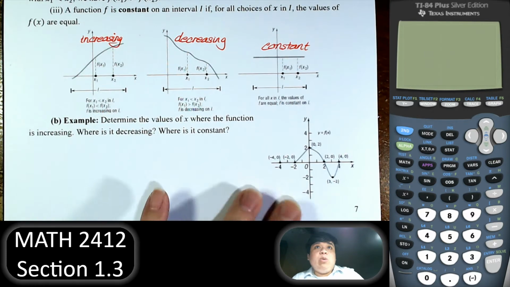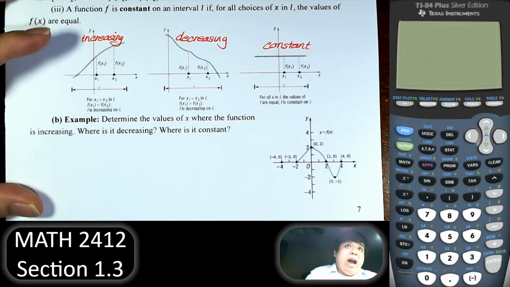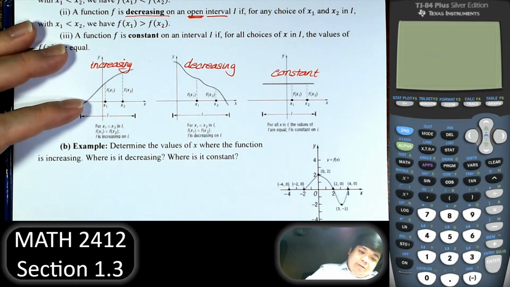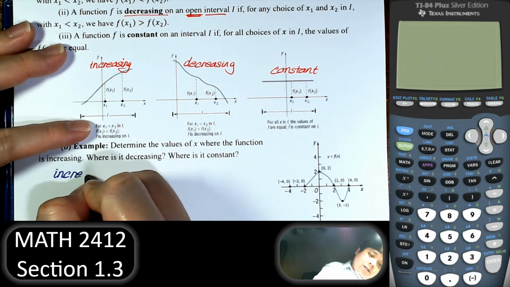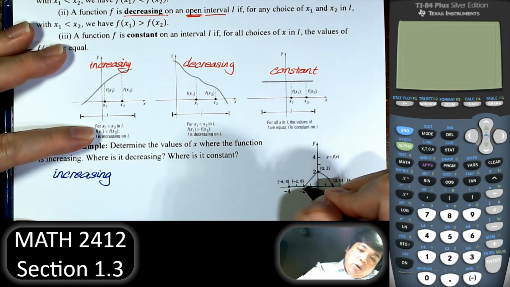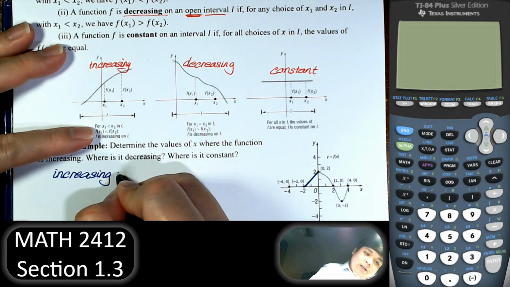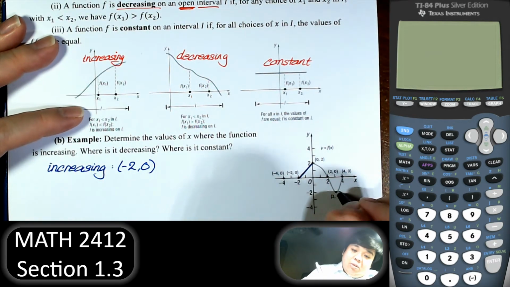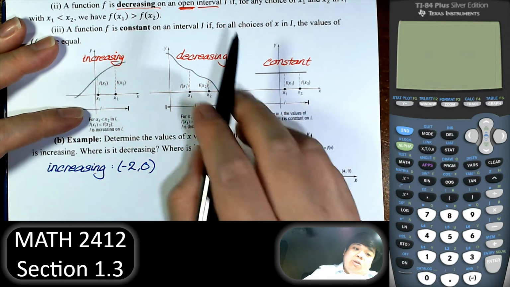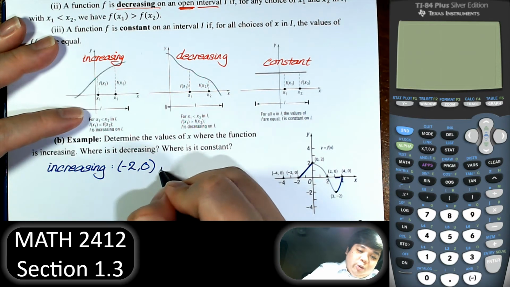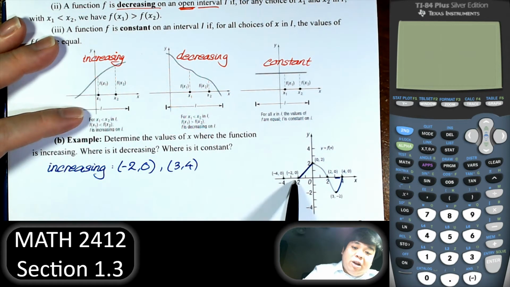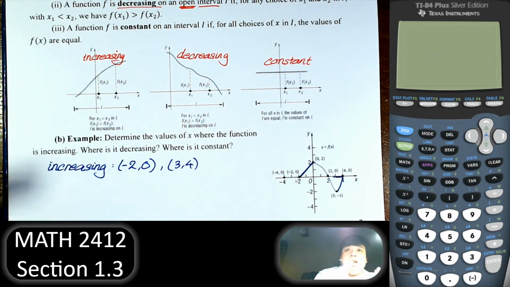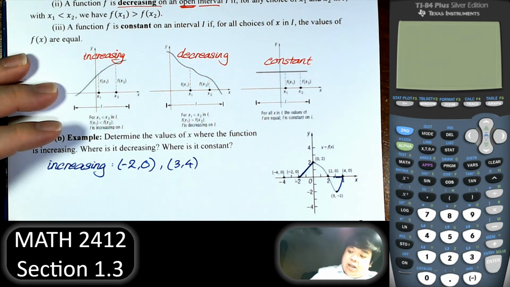Right. Now let's have this example. Let's say we have the graph like this. Determine the values of x where the function is increasing, where it is decreasing, and where it is constant. So very straightforward. First, increasing is where it goes up. It's from -2 to 0 here. Again, the way we define it, it is an open interval, because the endpoint could be included as well. So what we write here is the x values go from -2 to 0, and the x values go from 3 to 4. So we only write the open interval of x values. So that is increasing; now decreasing.